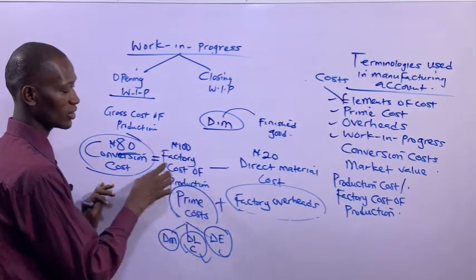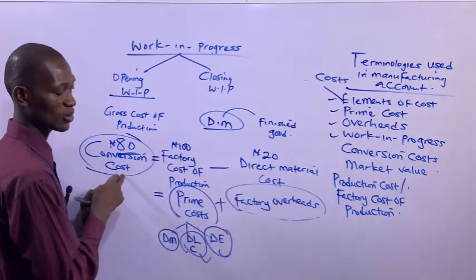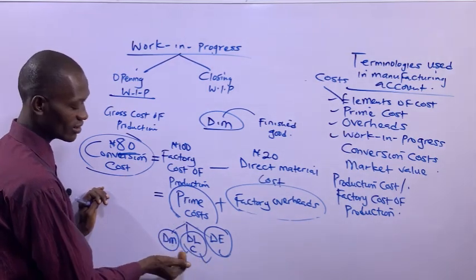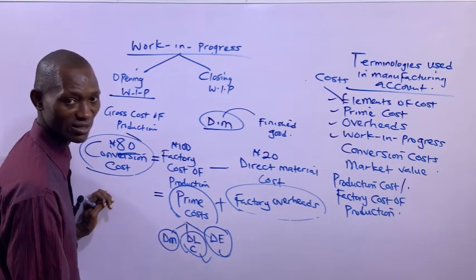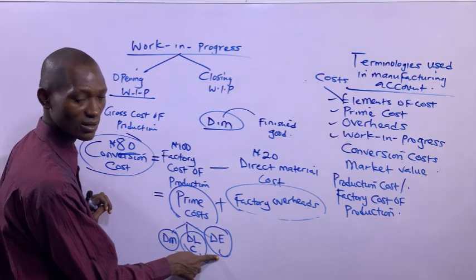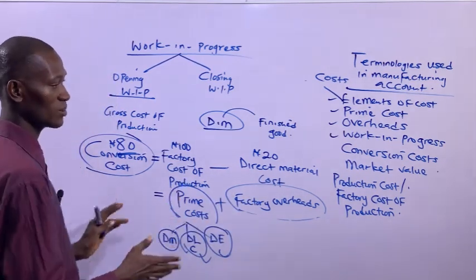So to get your conversion cost, you have factory cost of production minus direct material cost. You're going to have this. Or you have your direct labor cost. Direct material cost is not inclusive because you already have material. So you have direct labor cost plus direct expenses plus factory overheads. So this is with respect to conversion cost.